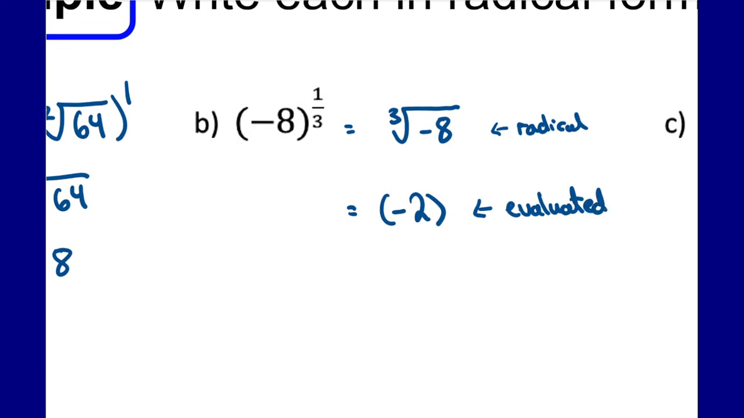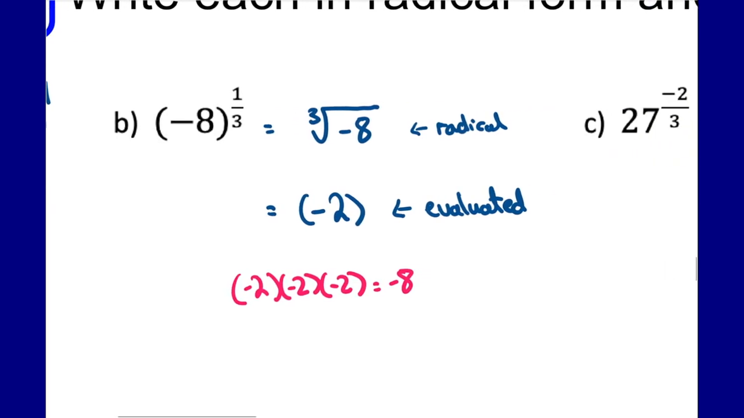Because, just as an aside, negative 2 times negative 2 times negative 2 equals negative 8. And this only works when you have odd numbers of bases. Right? So we have 3 bases, odd number, so we can have a negative answer and take the root of it, or the cubed root in this case.